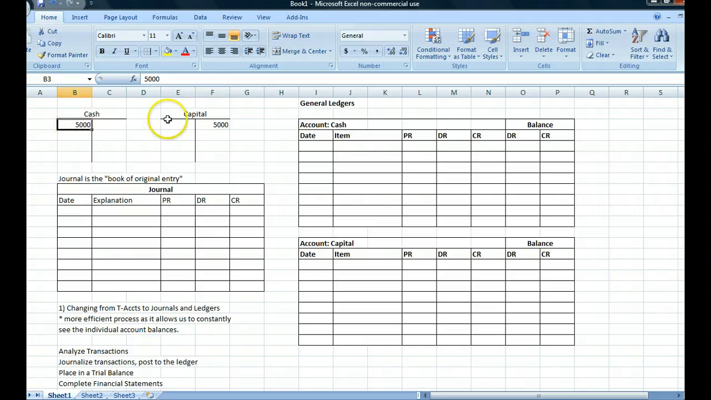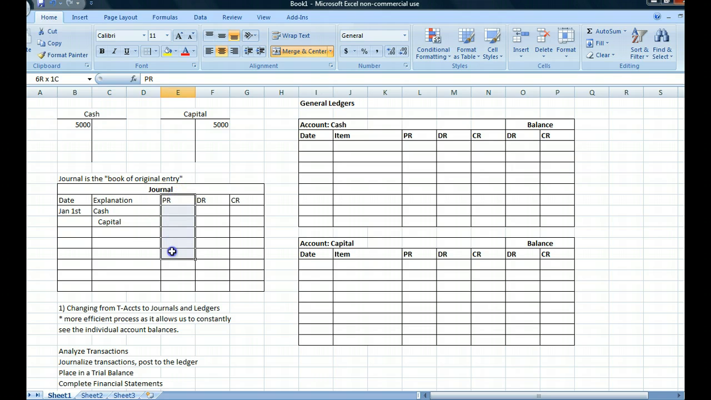So let's say this $5,000 cash investment took place on January 1st. I would come in and put my date, and then I'm going to show both sides of the transaction. So I have a cash and capital. I'm going to put my debit account in first, cash, and then right underneath it, capital. And I'm going to actually fix my formatting a little. The debited account is always flush up against the line, and the credited account is indented slightly.